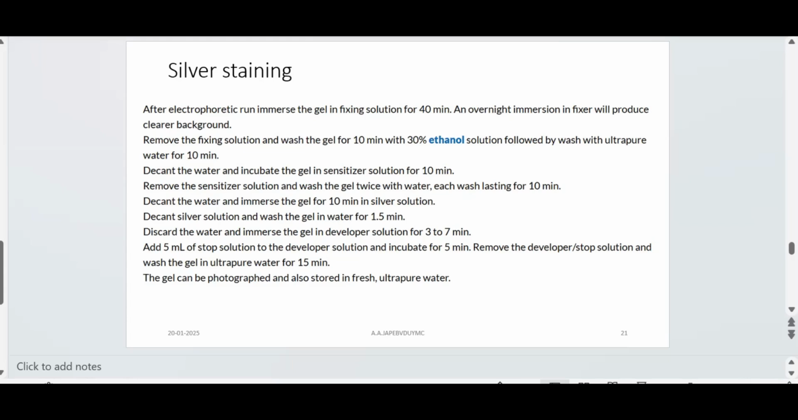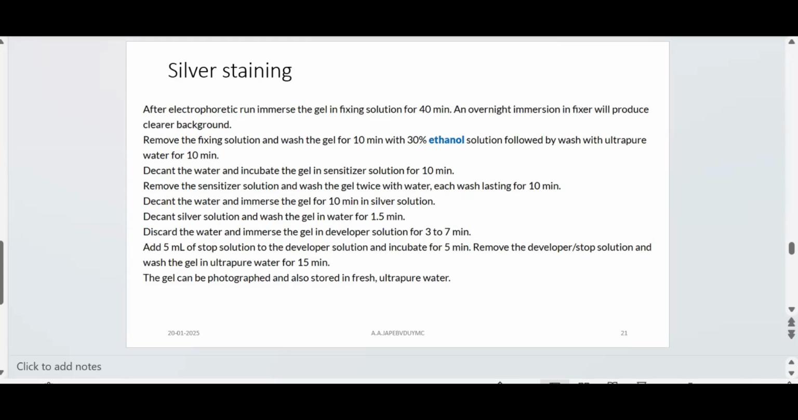So overall, you put it in the fixative solution first, then wash it, and then you incubate the gel in a sensitizer solution for 10 minutes. Now the sensitizer solution is also removed, and then you put it in the silver solution. For the silver solution, 1.5 to 2 minutes is suggested. Then you discard it and immerse the gel in the developer solution.